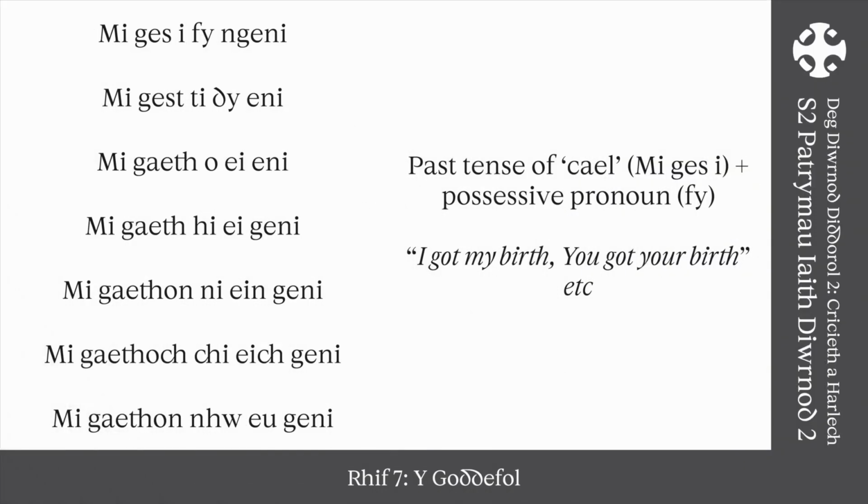When these two patterns are put together, they create the passive voice, describing something that has happened to the subject. The full pattern looks like this. Mi ges i fy ngeni. Mi gest ti dy eni. Mi gaeth o ei eni. Mi gaeth hi ei geni. Mi gaethon ni ein geni. Mi gaethoch chi eich geni. Mi gaethon nhw eu geni.